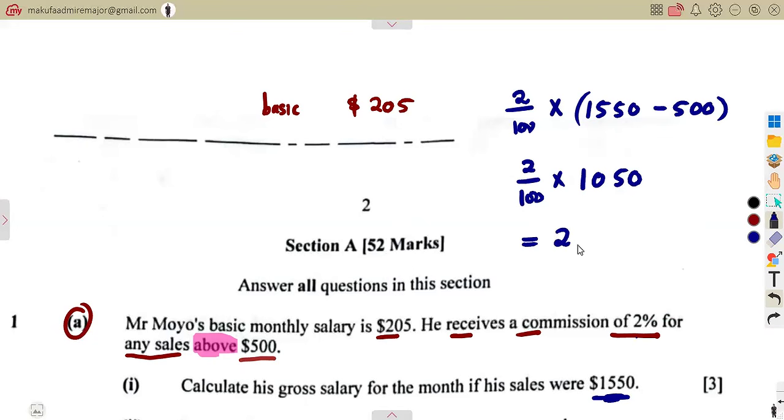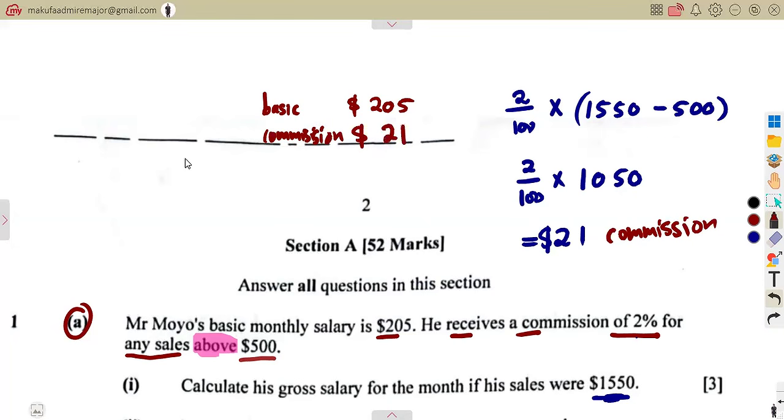This was going to give you 21. That is, the 2% of this is $21. This is the commission he obtained. This is the commission obtained. So meaning to say we are having a commission here of 2%. That's a commission of the 2% above that, which is going to be $21.